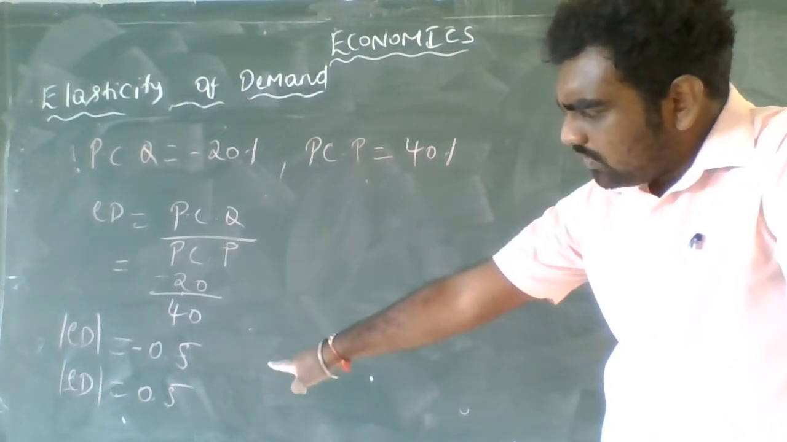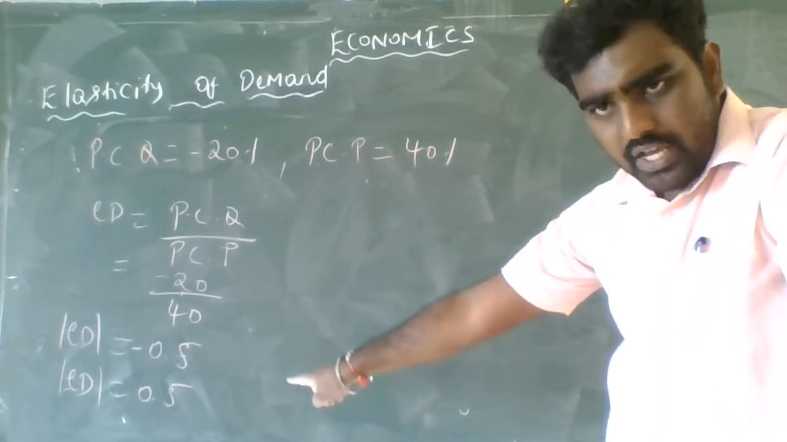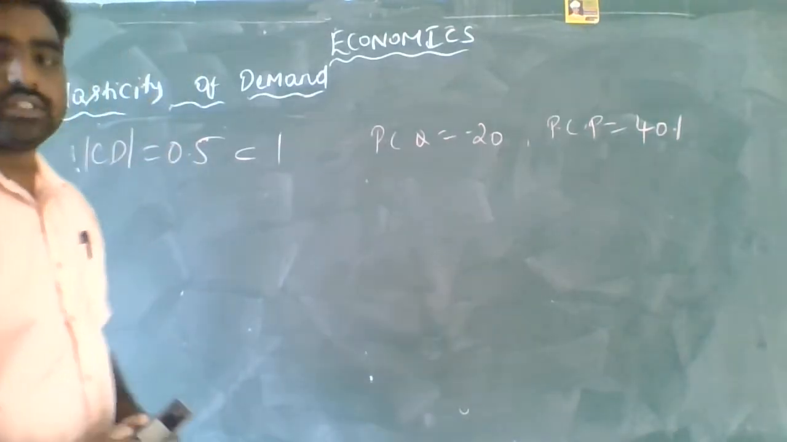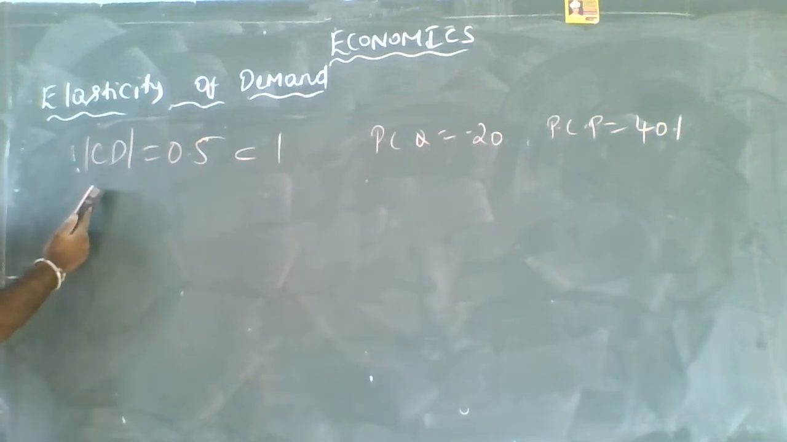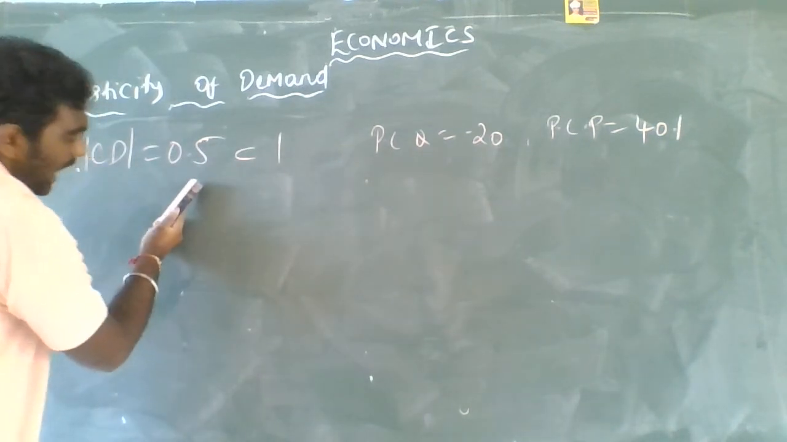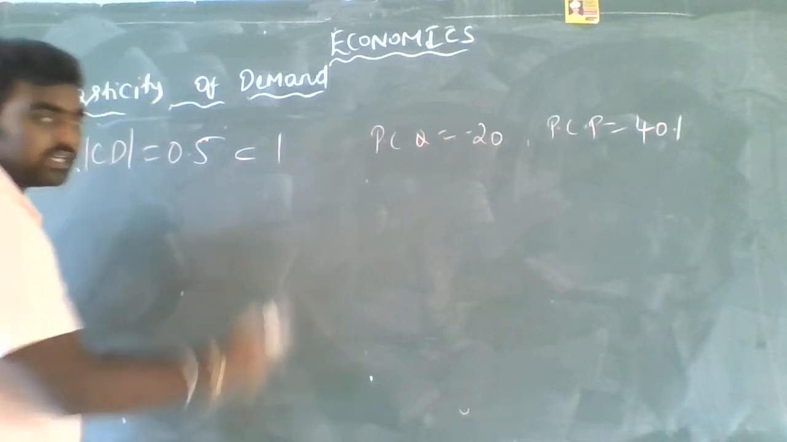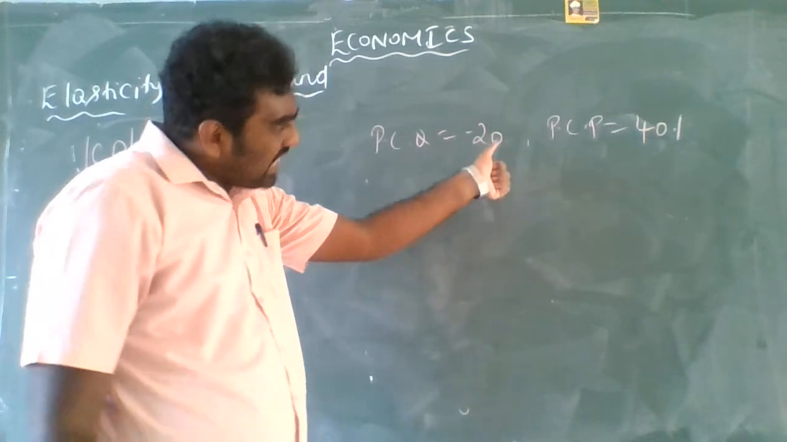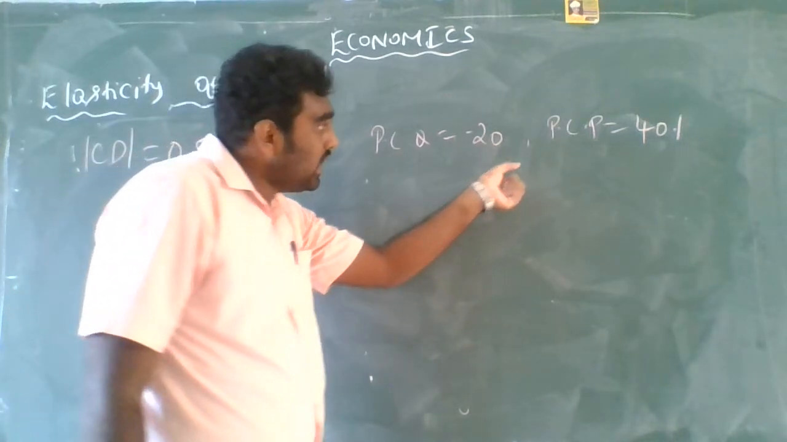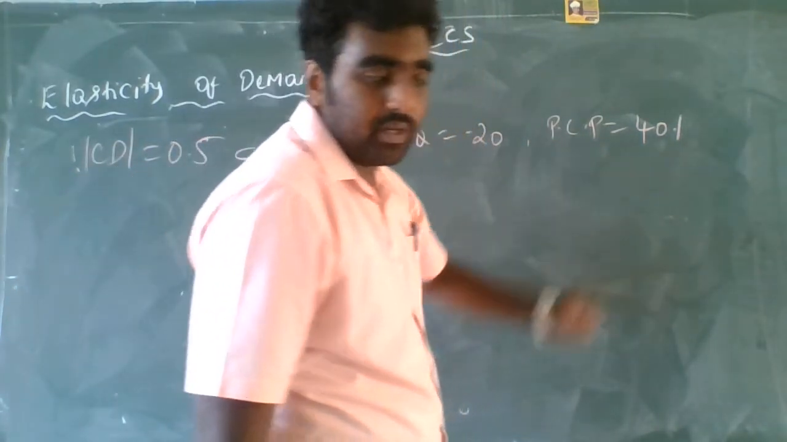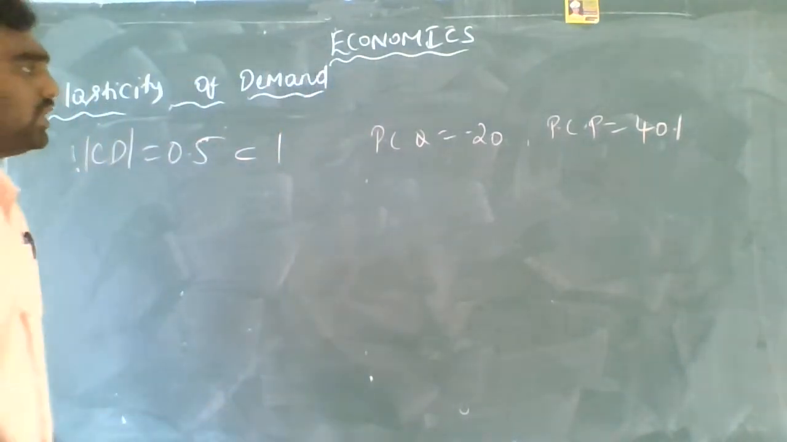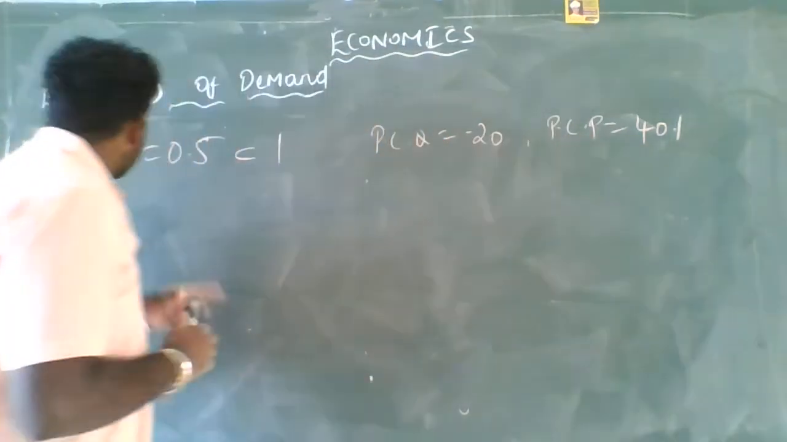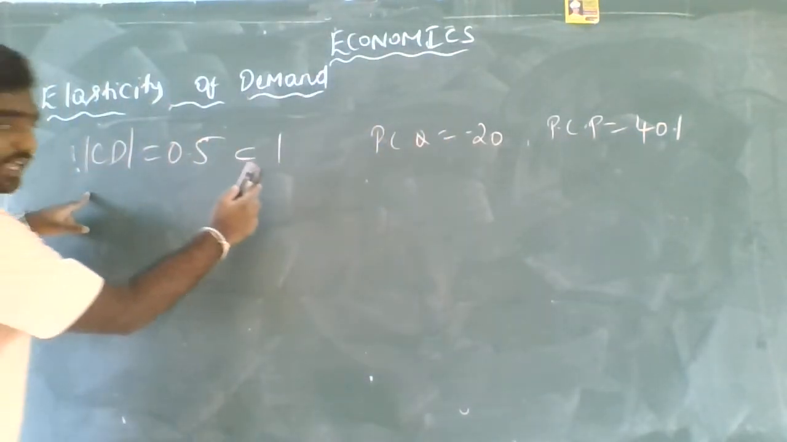Elasticity of demand is 0.5, which is less than 1. Here we determined that the elasticity of demand is 0.5, and it is less than 1, and we saw that the percentage change in quantity is 20%, that is minus 20%, and the percentage change in price is 40%. Keep it in mind, when the percentage change in quantity is less than the percentage change in price, the elasticity of demand will always be less than 1.